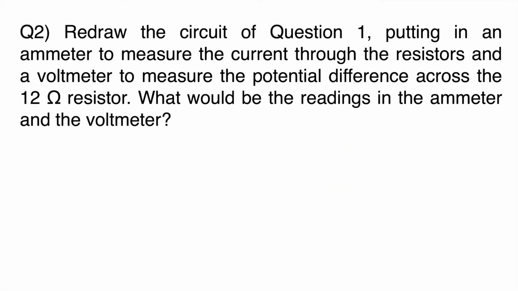Question number 2. Redraw the circuit of question 1, putting in an ammeter to measure the current through resistors and a voltmeter to measure the potential difference across the 12 ohm resistor. What would be the readings in the ammeter and the voltmeter? So we have to redraw the circuit diagram of question number 1, and we have to connect an ammeter and a voltmeter to that old circuit diagram. Note the point: potential difference across the 12 ohm resistor. We have to draw the voltmeter across the 12 ohm resistor only. And finally we have to find the readings in the ammeter and voltmeter.